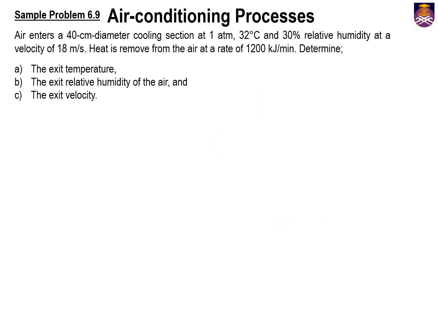So now we have another problem. So you have air that enters a 40 cm diameter cooling section. Now you have a cooling section at 1 atm again, 32 degrees C and 30% relative humidity at a velocity of 18 meters per second. Heat is removed from the air at a rate of 1200 kilojoule per minute. You are asked to determine the exit temperature, exit relative humidity of the air, and the exit velocity.